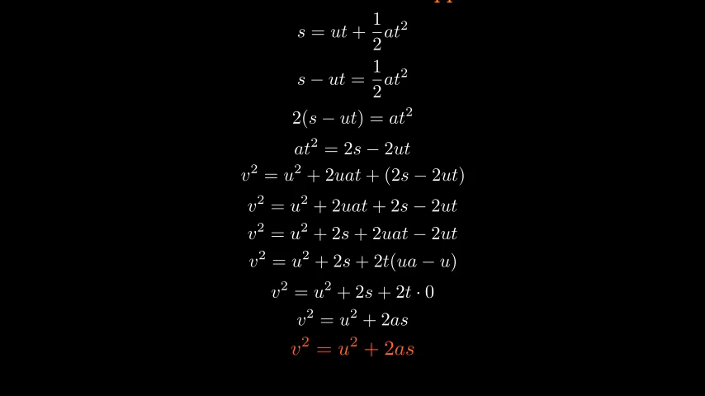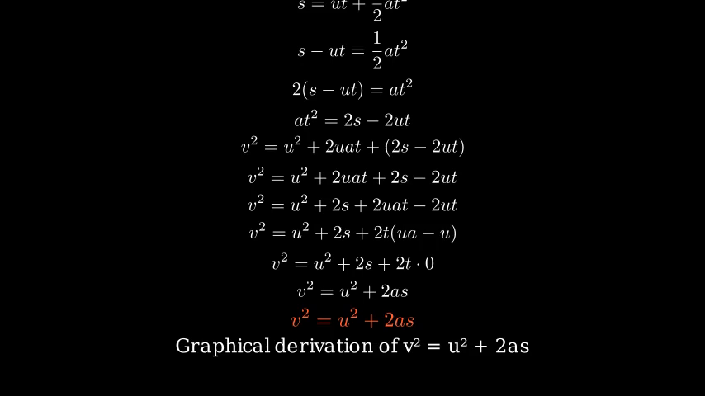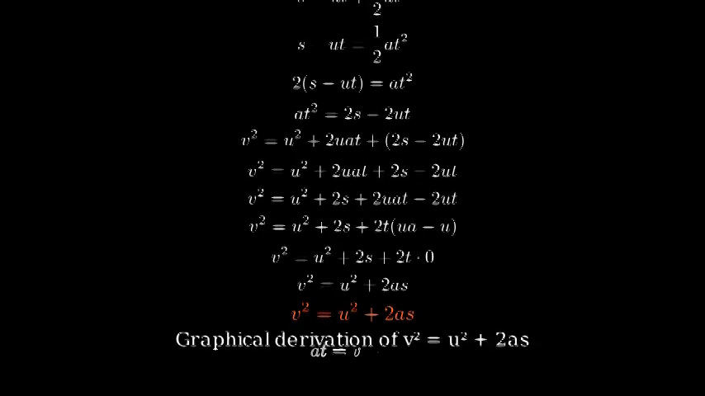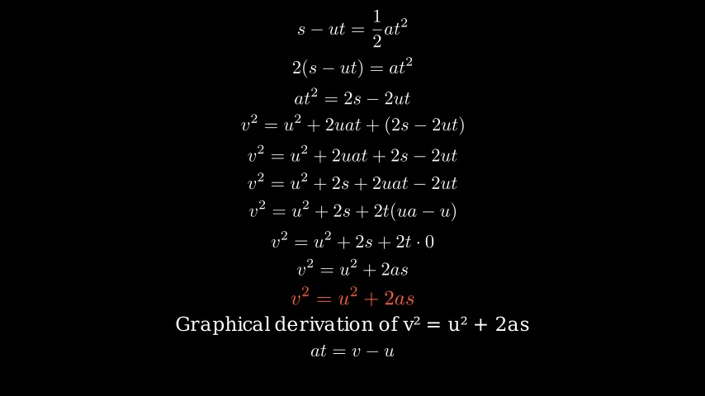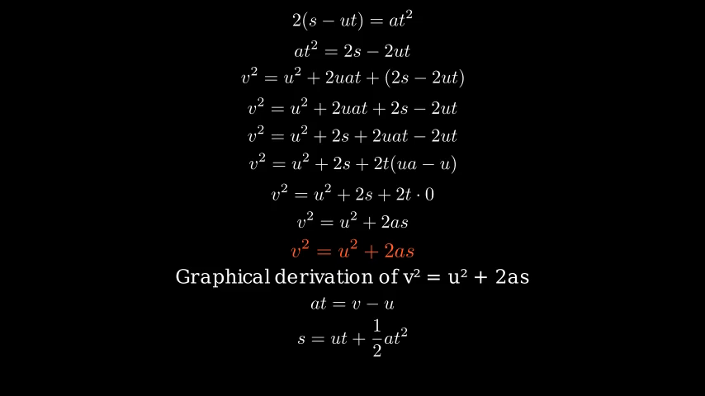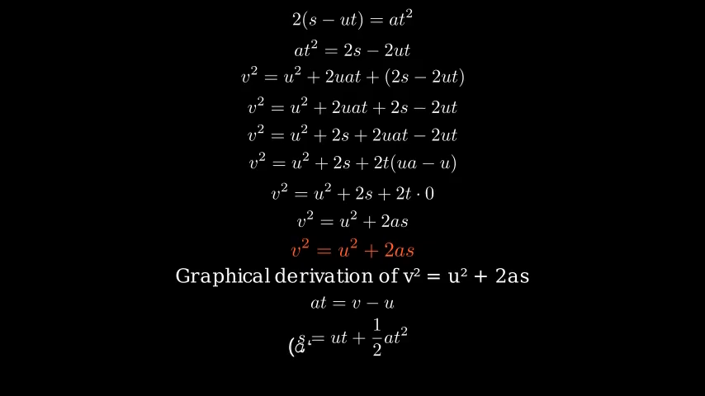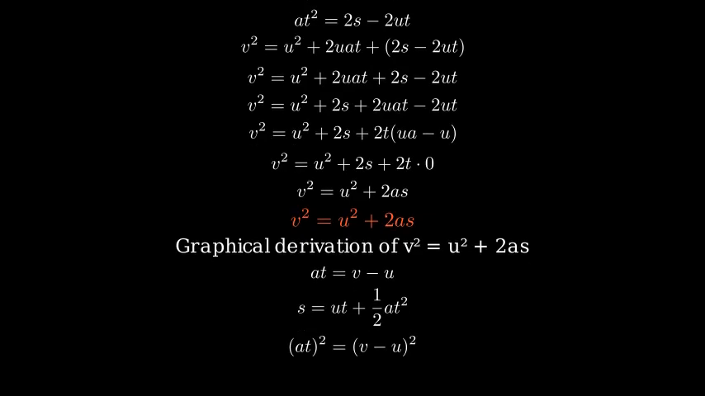Let's tackle the third equation graphically as well. While this equation is more complex to derive purely graphically, we can use our previous graphical interpretations to help us. We know from our first equation that at equals v minus u, and from our second equation's graphical derivation, displacement s equals ut plus 1/2 at squared. Now let's rewrite at in terms of v and u.